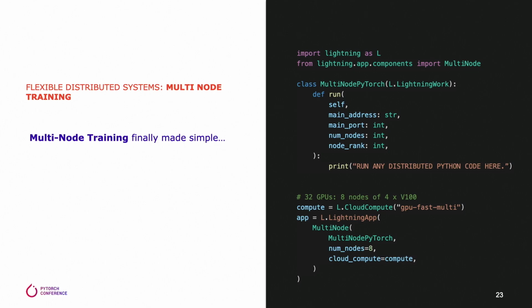So here's how it works with Lightning App. We have a multi-node component. What you will need to do is subclass a work and override the run method. The multi-node component is going to spin up all the nodes, do all the wiring, and give you the main address, the main port, the num nodes, and the node rank, so you can decide what you want to do next. So you can run any distributed code right there. If you want to use PyTorch, you will probably spawn the processes. So here we have the multi-node component. You can provide your own custom component, and that will run in the cloud here on 32 GPUs.